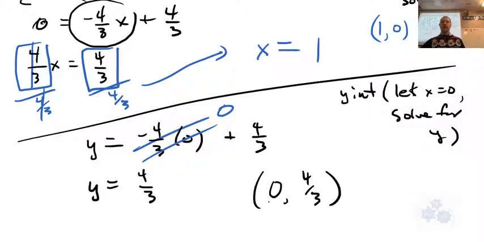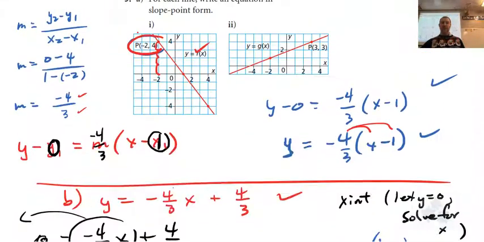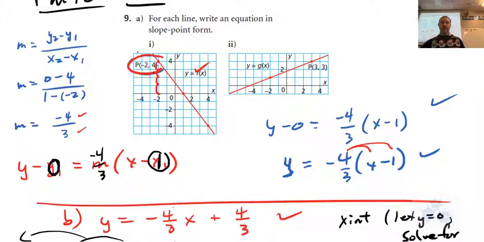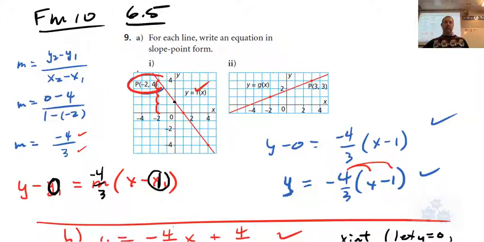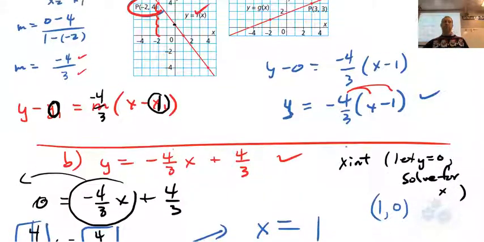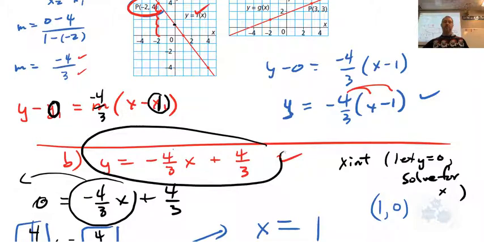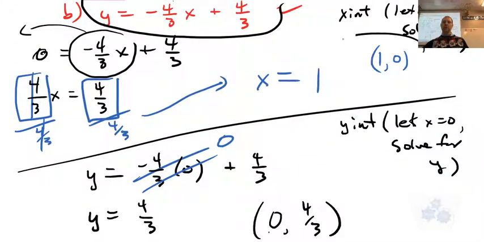That's 0 and 1 1/3. So let's see if that matches up with our diagram. 1 1/3, 1 1/3. Oh wow, that looks like it could be exactly it right there. See that? 1 1/3. Okay, so that's number 9 on 6.5, determining the equation in point-slope form, converting that to slope-intercept form, and identifying each of the intercepts. There's the x-intercept and here's the y-intercept.